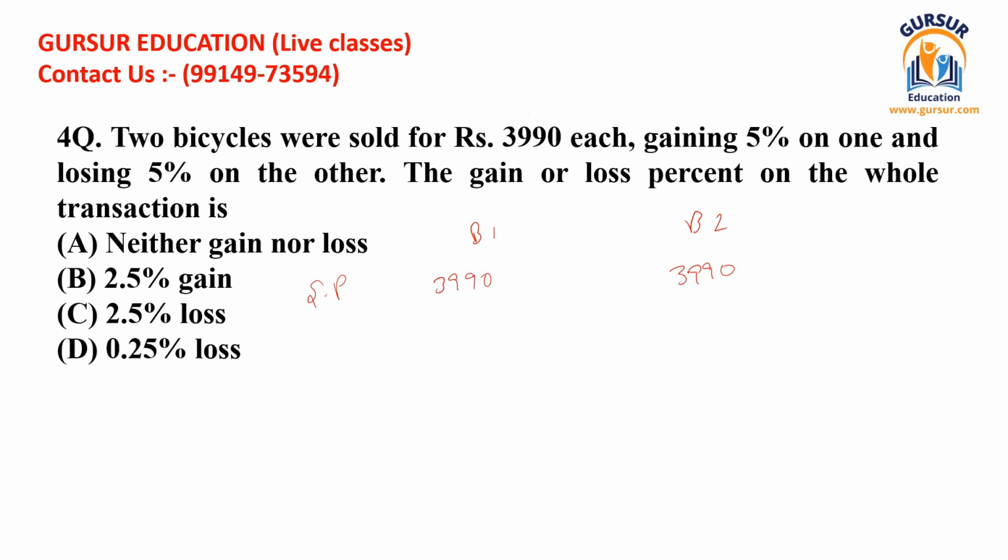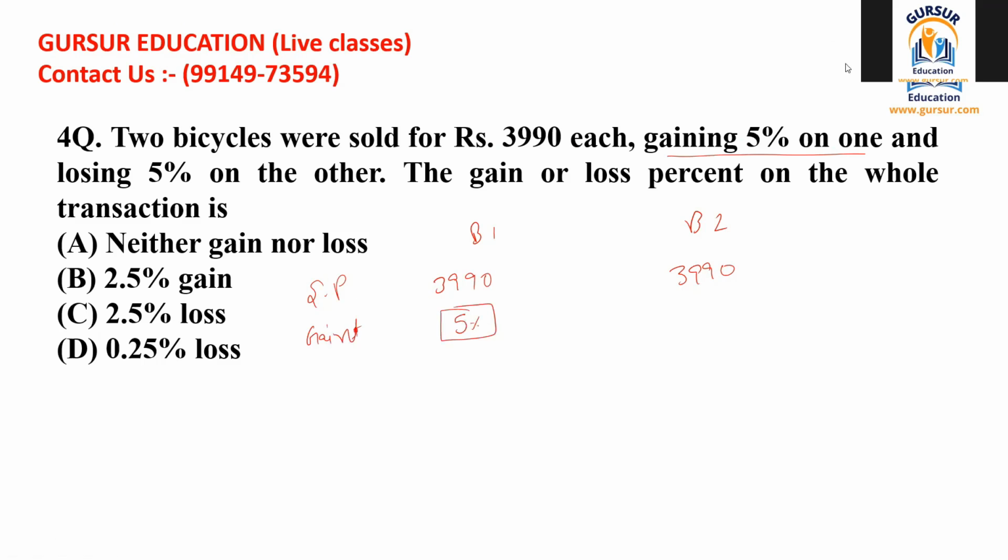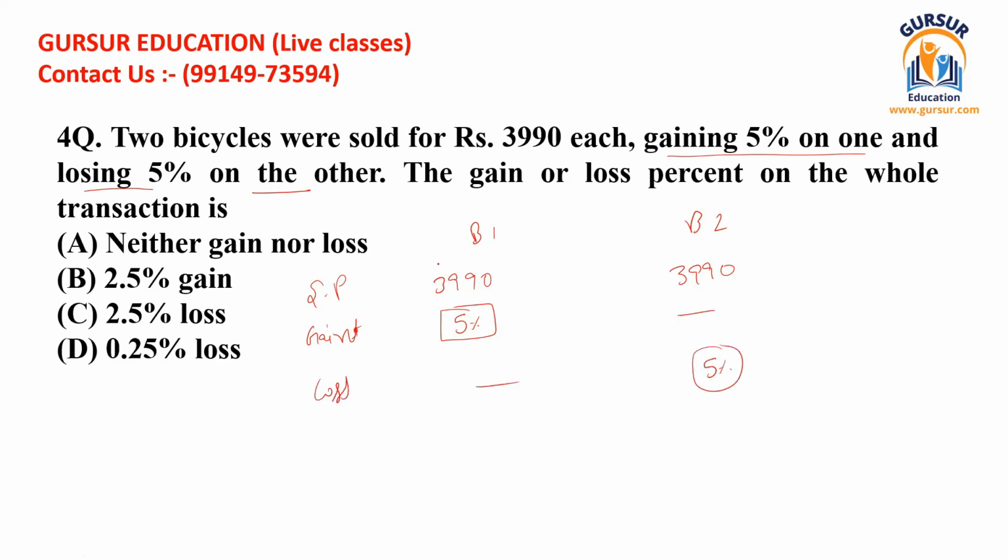We know that by selling these for these prices, we gain 5% on one. Okay, so gain percentage is given. So this is 5% gain. 5% gain is earned by selling the first one, and in the next we lose 5% on the other. Okay, so loss percentage is also given for the second one. This is 5%. So this is the complete matrix. Complete matrix is there. So I shall show you how you can solve this.